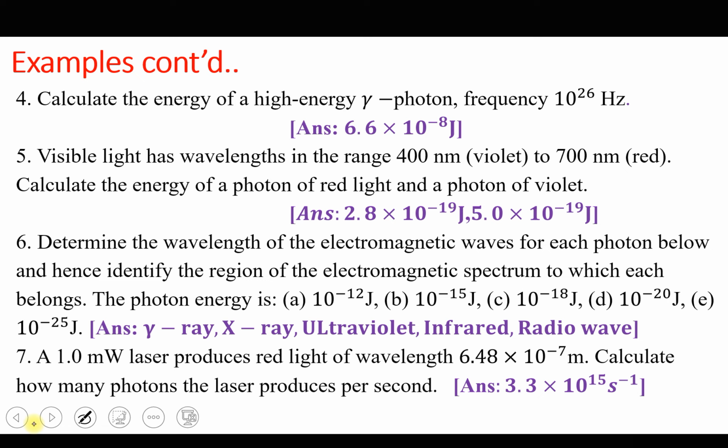Calculate the energy of a high energy gamma photon, frequency 10 to the power of 26 hertz. So energy is equal to h times f, 6.63 times 10 to the power of minus 34, that's Planck's constant. Then f is 10 to the power of 26, which I think is correct. This is 6.63 times 10 to the power of minus 8 joules.